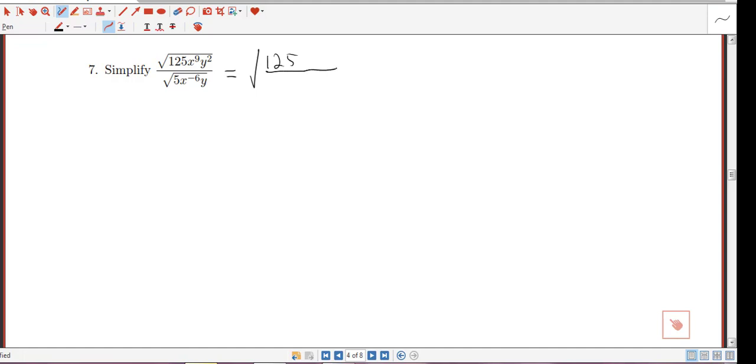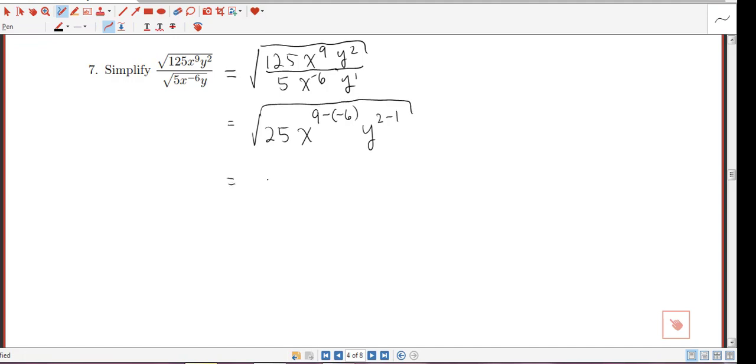Alright, so let's take a look. We got 125 over 5, x to the 9th, x to the negative 6 on the bottom, and then y squared, and then y. Now if I simplify this, first you might want to simplify 125 over 5, which will be 25, and then x to the 9 minus 6, top exponent minus the bottom exponent, and then y to the 2 minus 1, because there is an invisible 1 sitting there.